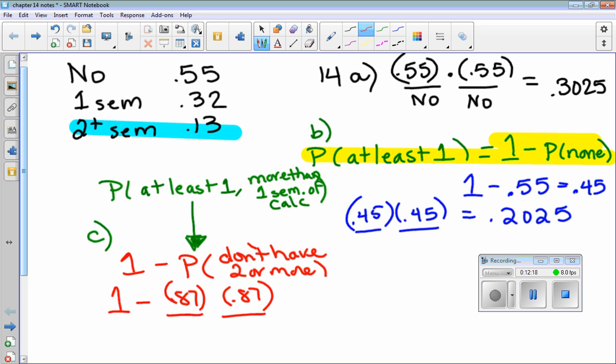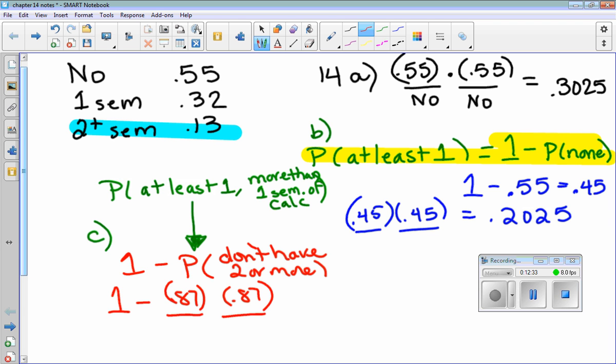The wording bothered me too. I would say the wording bothered me at the beginning when I kept reading the problem over and over, where it says more than 1 semester of calculus. Is that 1 or more, or is that 2 or more? I think that's where I got lost too, to be honest with you.